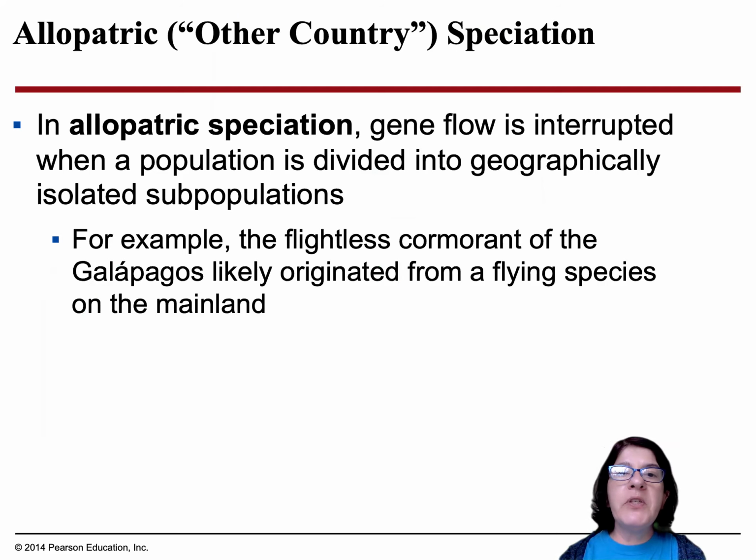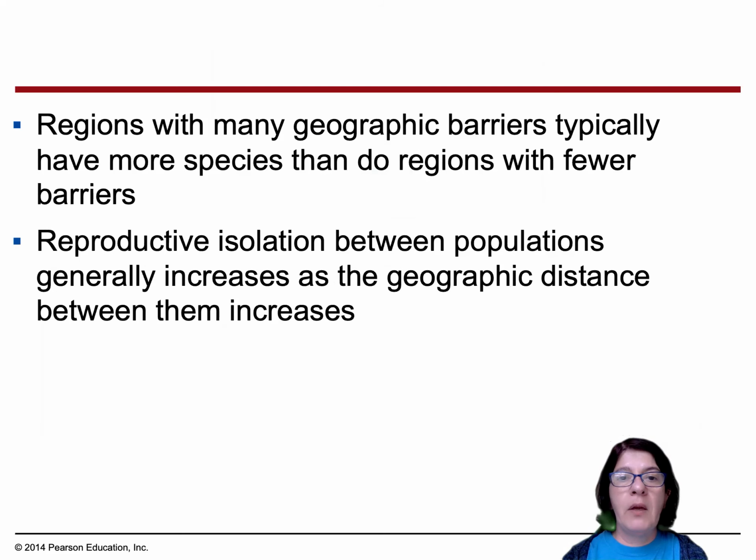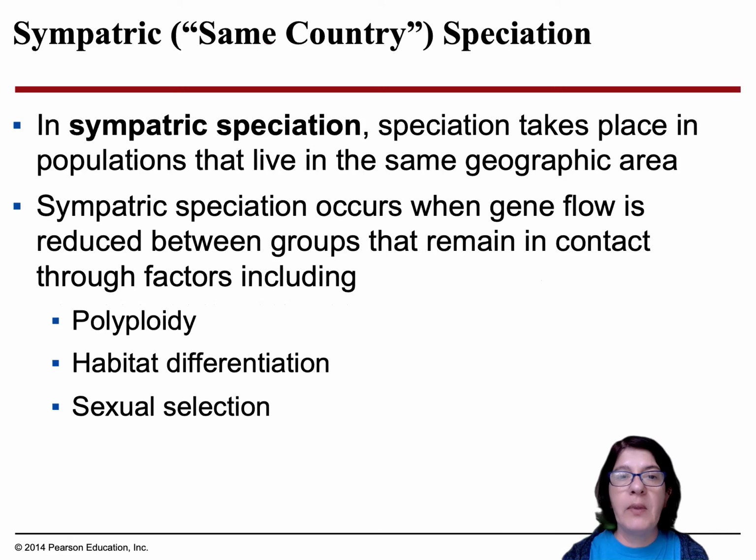In allopatric speciation, gene flow is interrupted when a population is divided into geographically isolated subpopulations. For example, the flightless cormorant of the Galapagos likely originated from a flying species on the mainland. Regions with many geographic barriers typically have more species than regions with fewer barriers. And reproductive isolation between populations generally increases as the geographic distance between them increases.